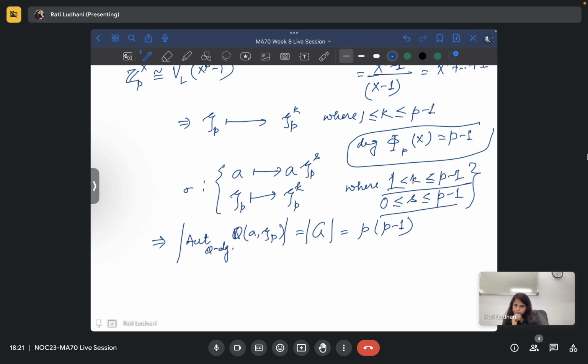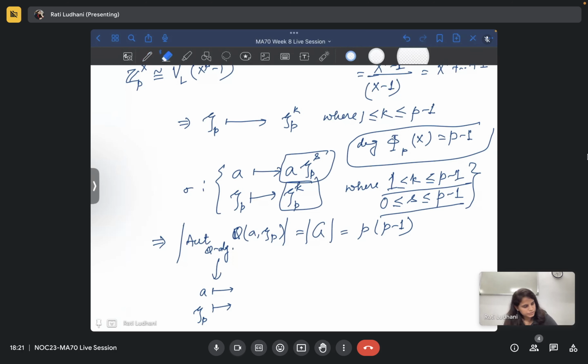Ma'am, I am not getting the point. Last line? So every automorphism is defined by where these two elements map. Now, what are all the options for a and zeta p? We have obtained a could map to a zeta p raised to power s, and zeta p could map to zeta p raised to power k. How many ways can we choose this element and this element? That is dependent on k and s. Okay, fine.